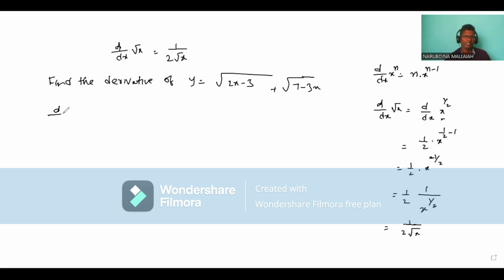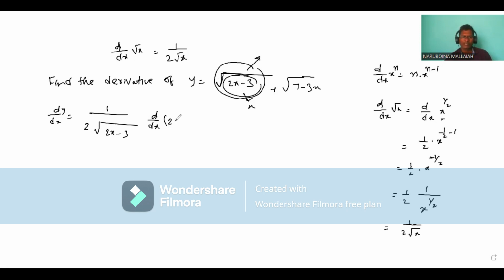Now I am writing dy by dx. Say this is the function, right? Square root of 2x minus 3, consider this 2x minus 3 as x. This will become root x. So the derivative of root x is 1 by 2 root x. So I am writing 1 by 2 in the place of x, root of 2x minus 3. Again, this 2x minus 3 is not x. So once again we have to differentiate this 2x minus 3.